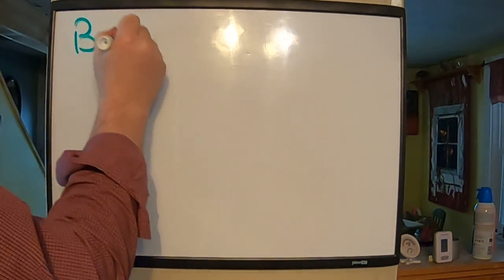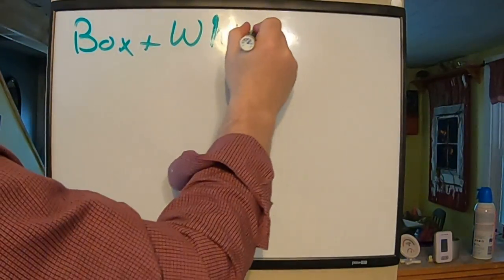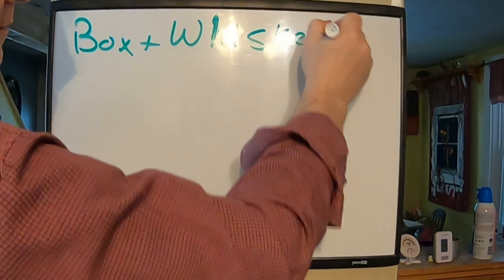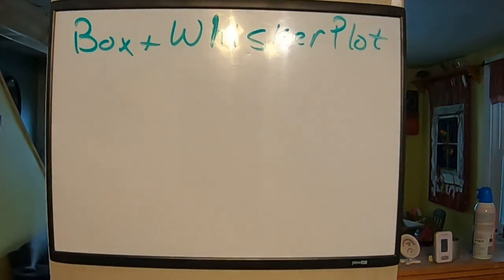My name is Mr. Sandin, and I'm going to try to show you how to work with a box and whisker plot today. A box and whisker plot. It's all about finding parts of the data, how much of the data is in a certain place.